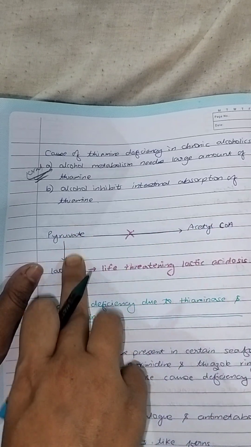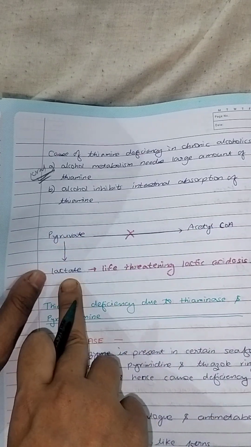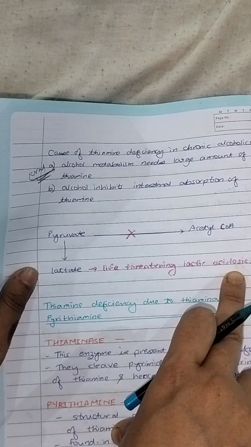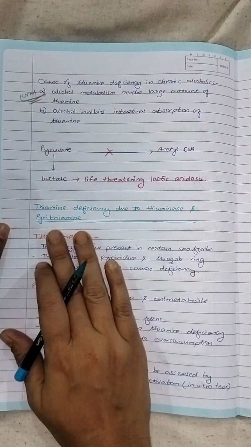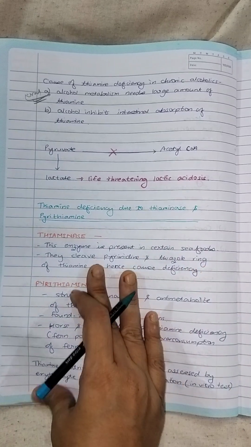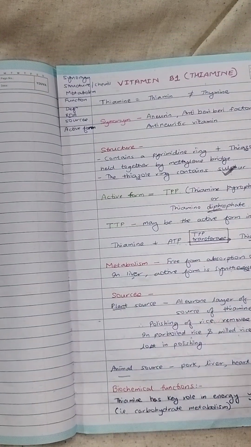So the pyruvate will move to an alternate pathway to form lactate, and it will cause life-threatening lactic acidosis in the patient. Now, so these are all about thiamine. What we have learned, I am trying to mug up in 2 minutes.